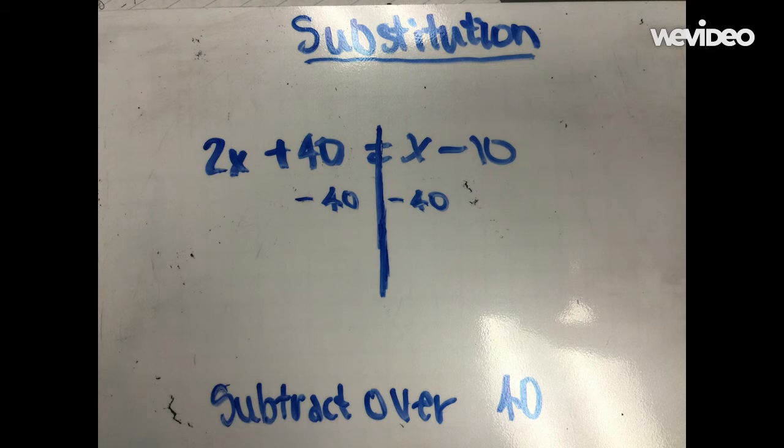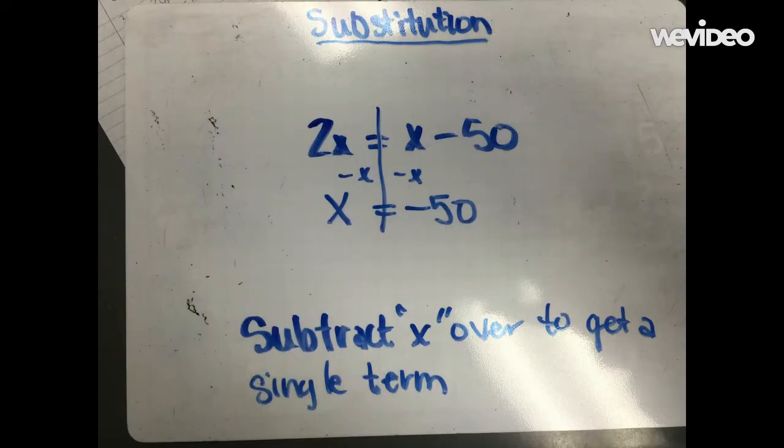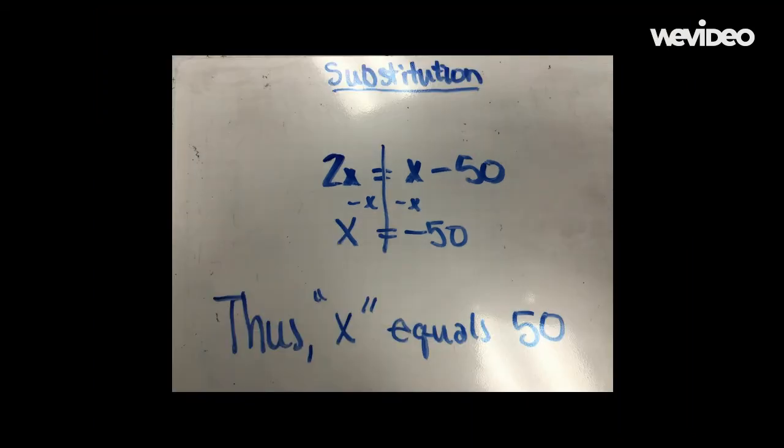Once we have that, we're going to want to subtract 40 and get x by itself. Once that has been completed, that'll yield us with 2x equals x minus 50. We're going to then want to subtract x to get x alone. From that, we'll get x equals negative 50.